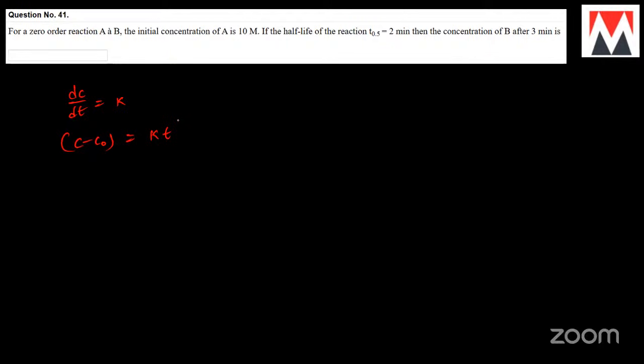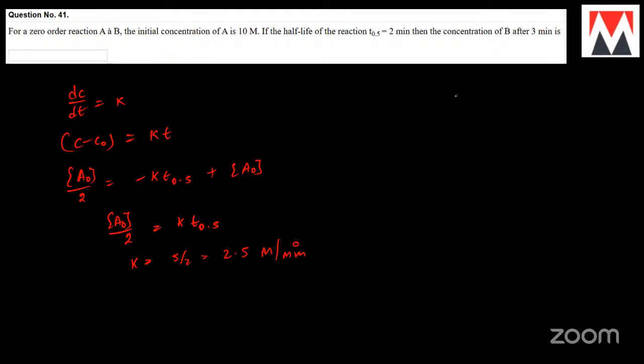So for this, you have half-life as this one. You have A naught by 2 for it to become half. You have minus K t 0.5 plus A naught. So overall A naught by 2 is nothing but K t 0.5. Already it is given as 2 minutes. You need to find concentration after 3 minutes. So let us find the value of K. K is equal to concentration 5 by 2, it is 2.5 molarity per minute. So you have the K value.